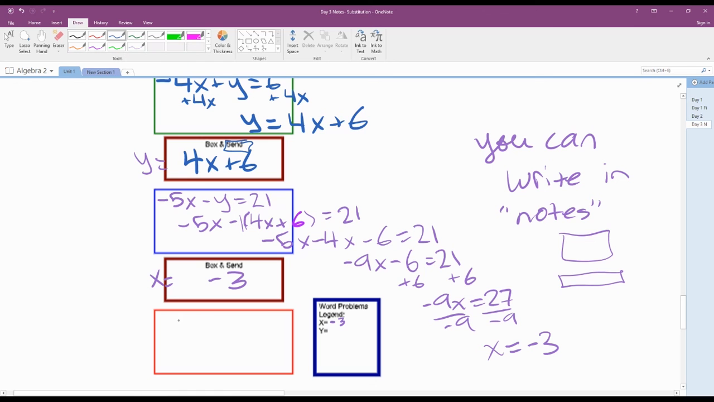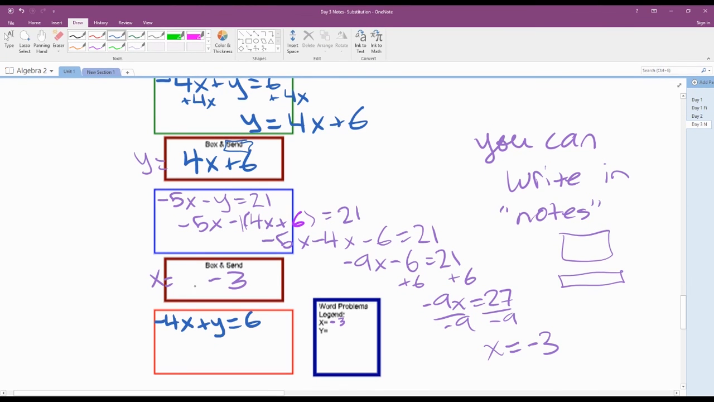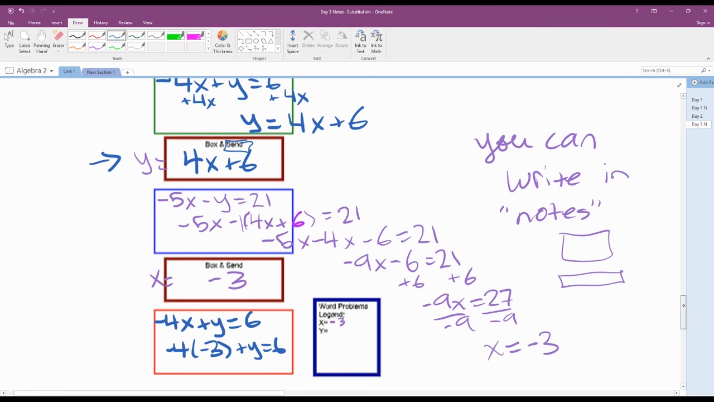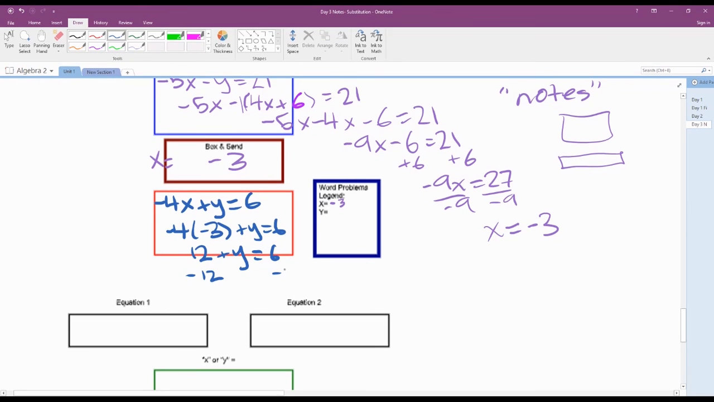So I got negative 4x plus y equals 6. And really, if I wanted to, I could just put it in here, but whatever. Okay, so negative 4 times negative 3 plus y equals 6. So I got 12, because negative times a negative, plus y equals 6, minus 12, minus 12, y equals negative 6. Cool. So that tells me that my point should be negative 3, comma negative 6.